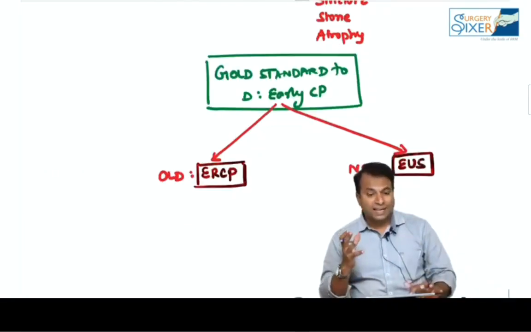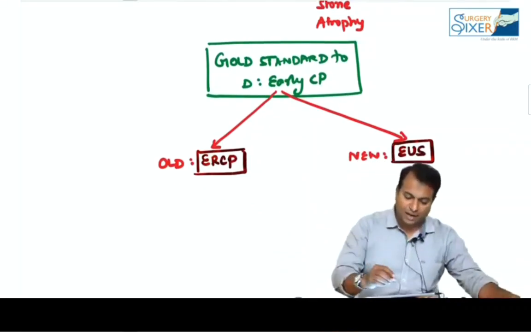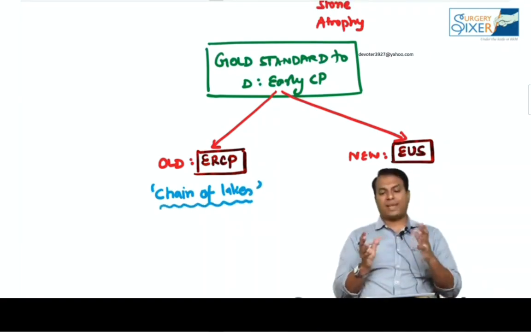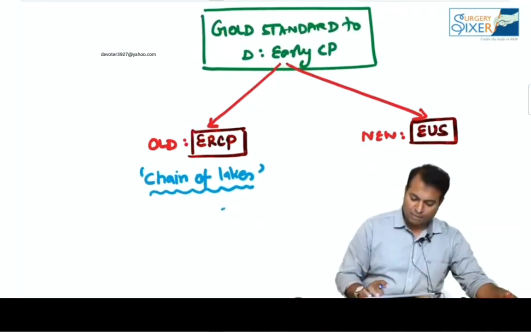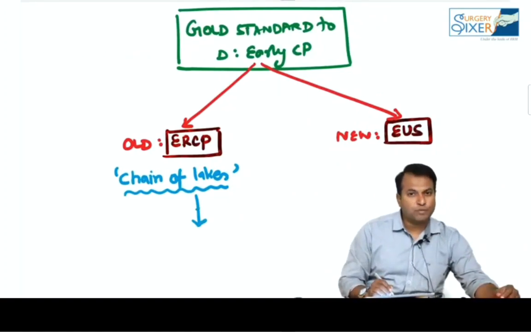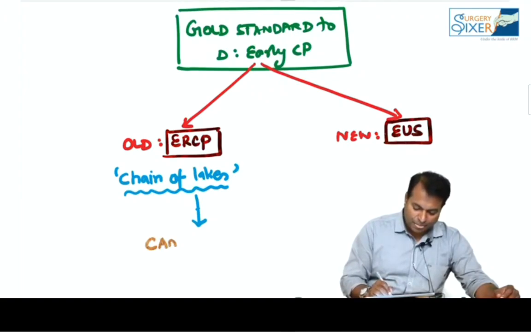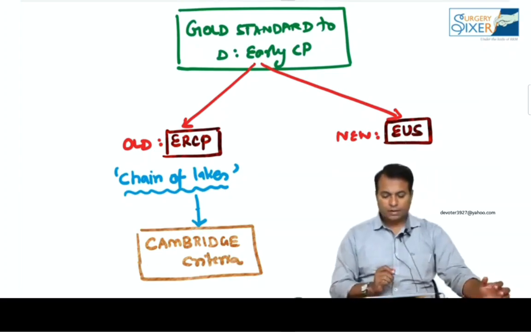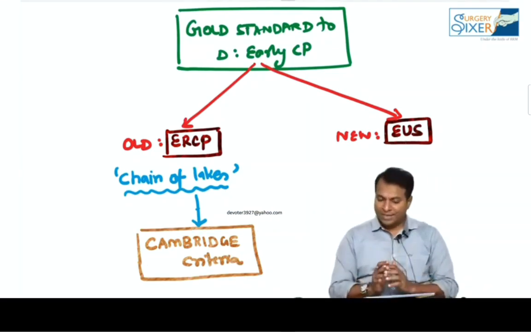The old gold standard ERCP will show you the duct abnormalities, duct dilation, etc. And all of you know very well one old MCQ known as chain of lakes appearance. ERCP of chronic pancreatitis shows you chain of lakes appearance. And there is a criteria to say chronic pancreatitis. The criteria is known as what? High yield MCQ for exam, national board favorite question. Please don't forget, that is Cambridge criteria. Cambridge criteria is a criteria to diagnose chronic pancreatitis on ERCP.